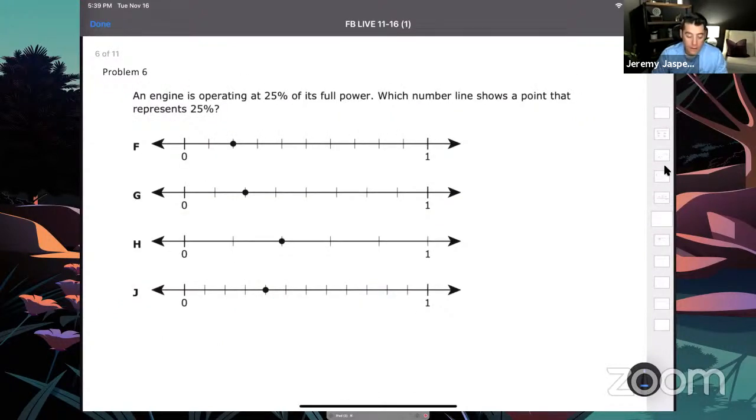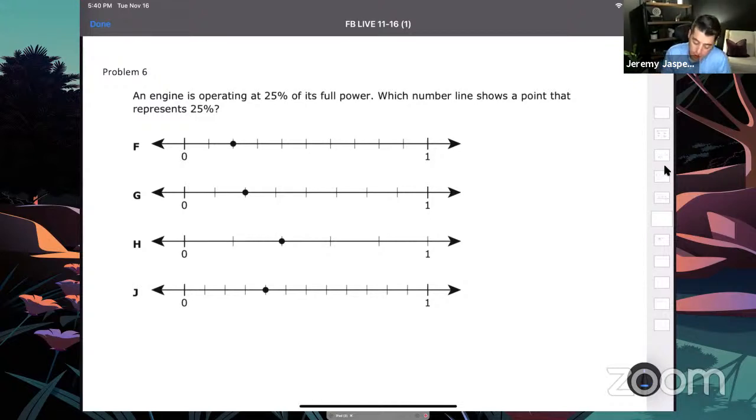Okay. A little bit of number lines. I like the number lines because when you get a number line on these types of tests, it's not going to be so straightforward. So what do I mean by that? It says an engine is operating at 25% of its power. Which number line shows a point that represents 25%?